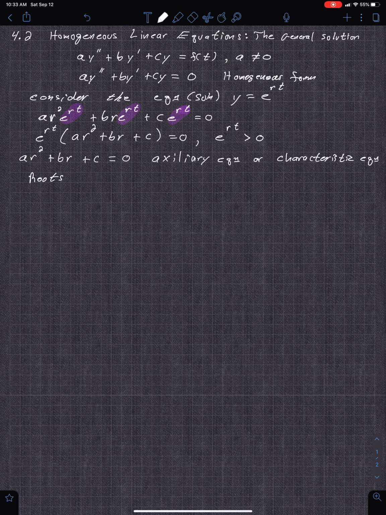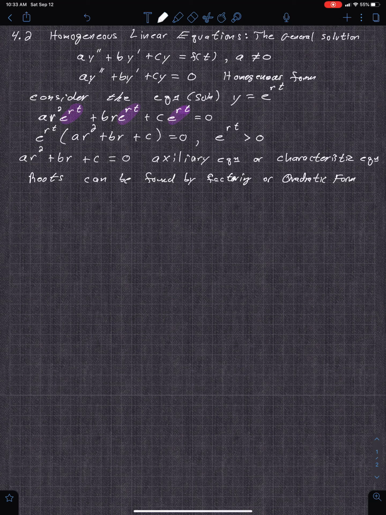So roots can be found by factoring, if it's easy, or we always have the quadratic formula. So we're guaranteed to find r as a root. So once you find r, then basically you go back in to here and you plug it in, and you have just found your solution.